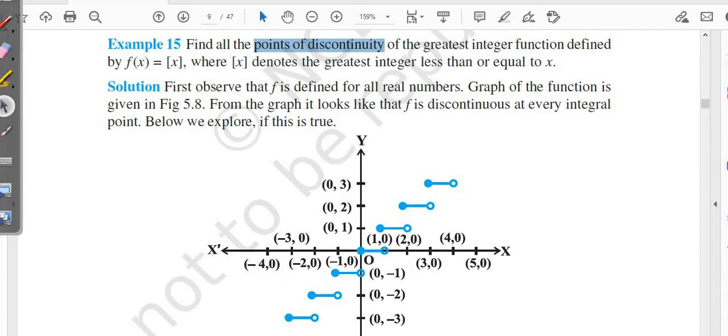So let's go back to the question. Find all the points of discontinuity of the greatest integer function. For this greatest integer function, f of x equals the square bracket of x is given, right? So this is the greatest integer function. For this, they're asking us to point out the points of discontinuity.